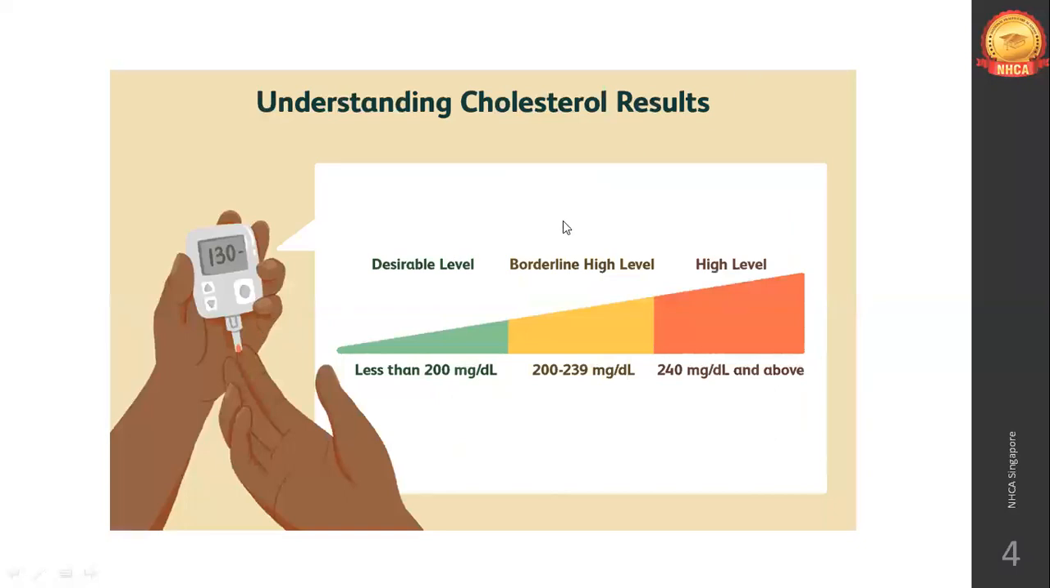So cholesterol results, when you do your blood work, this is how the cholesterol results look. If your cholesterol level is less than 200 mg per deciliter, it's normal. You do not have cholesterol issues. If it is between 200 and 239 mg per deciliter, it is borderline high; if you make lifestyle changes, you can still come back into the desirable level.